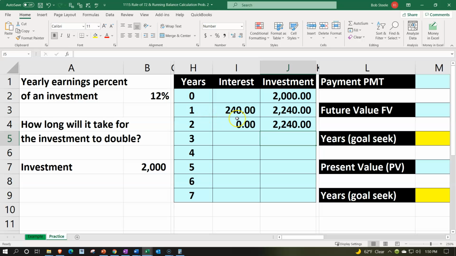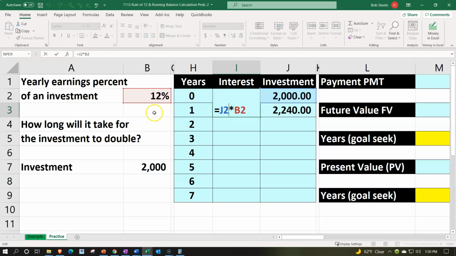So what I'm going to do is delete these two, and I'm going to fix that one, which is this 12%. I'm going to double click on this item. That 12% is in cell B2. I'm going to put my cursor in the B2 in that formula. Press F4 on the keyboard.